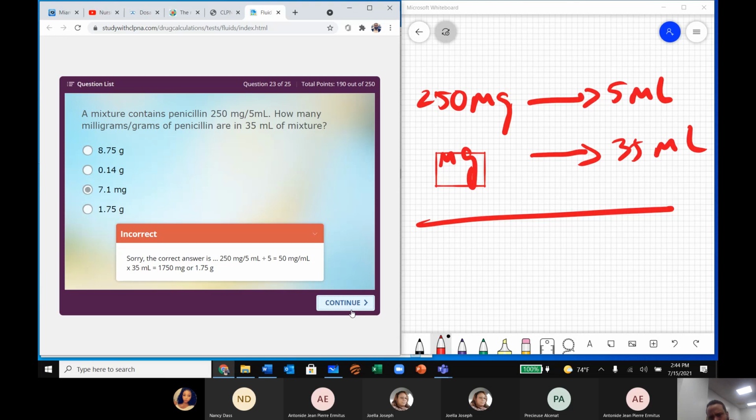Got it? I got it. Yes, Professor, the problem was that the solution they wanted is 1750 milligrams, or 1.75 grams.